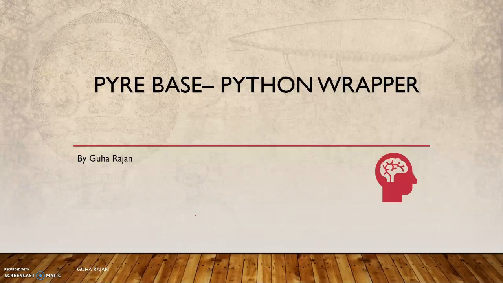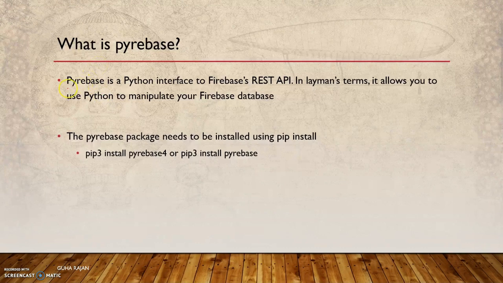So let's now start looking at Python, how to interact with the Firebase NoSQL database, which is provided by GCP. To use Python, we need a library called Firebase, which is indicated over here. You need to install Firebase into Python so that it can be used. So what is Firebase? Firebase is a Python interface to the Firebase REST API. In layman's terms, it allows you to use Python to manipulate the Firebase database. So the Firebase package needs to be installed in Python.